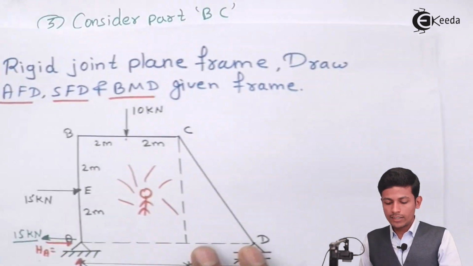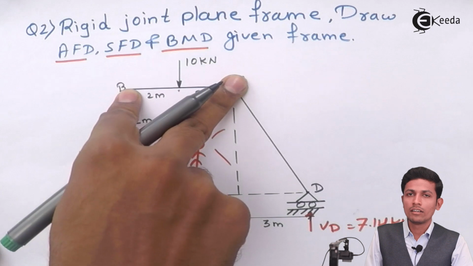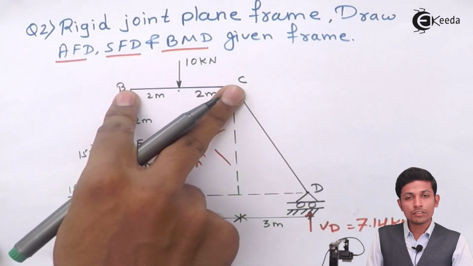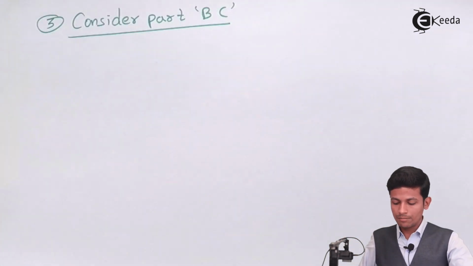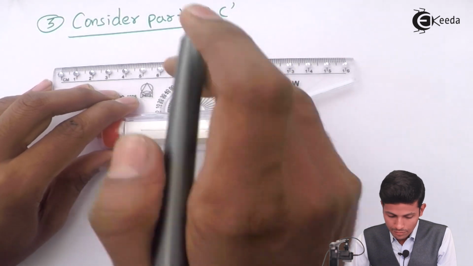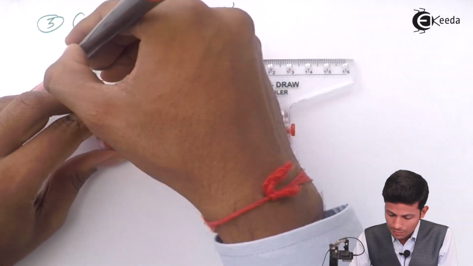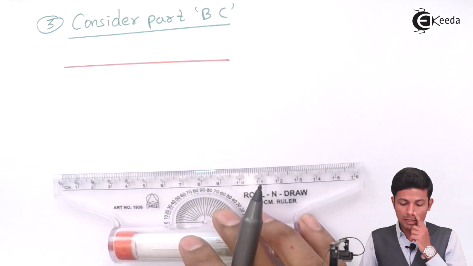Now we have done with this part AB, and now we have to calculate the BC part. Now we have to separate the BC part. When we separate the BC, cut it over here and cut from here. Okay, now how will it come? It will come like this.